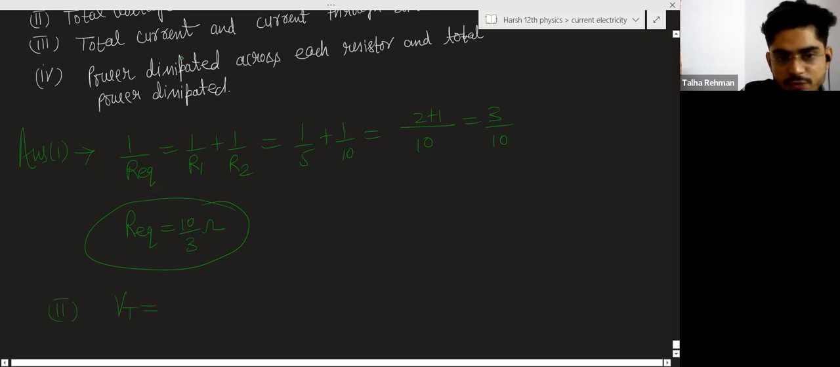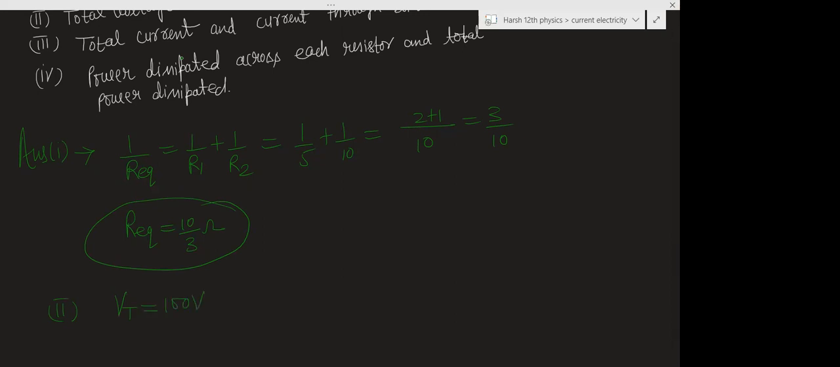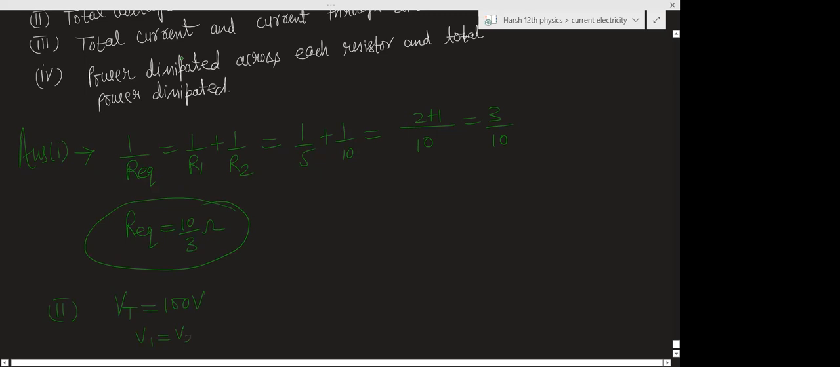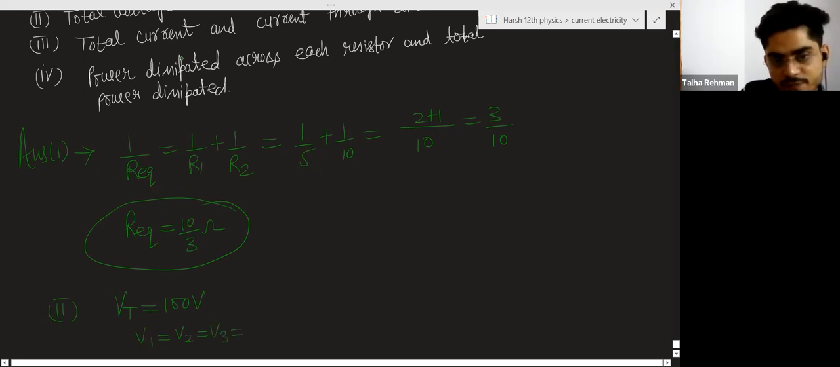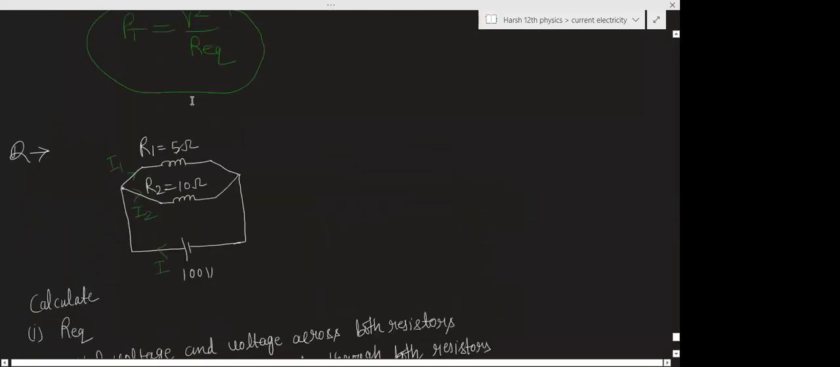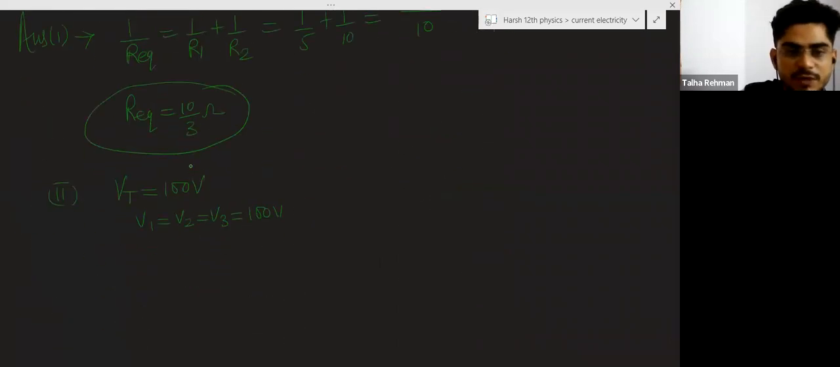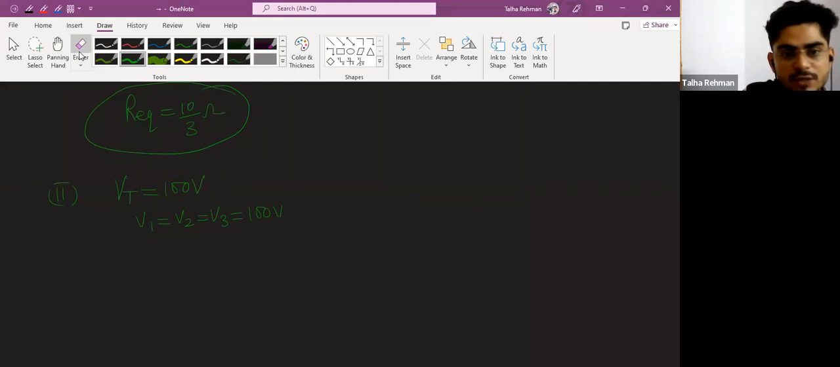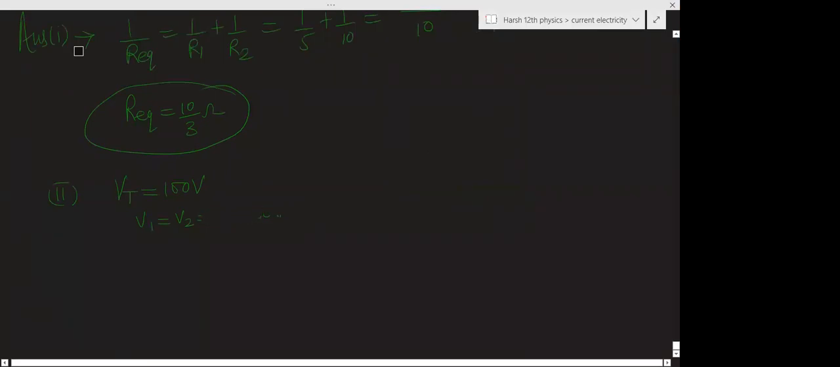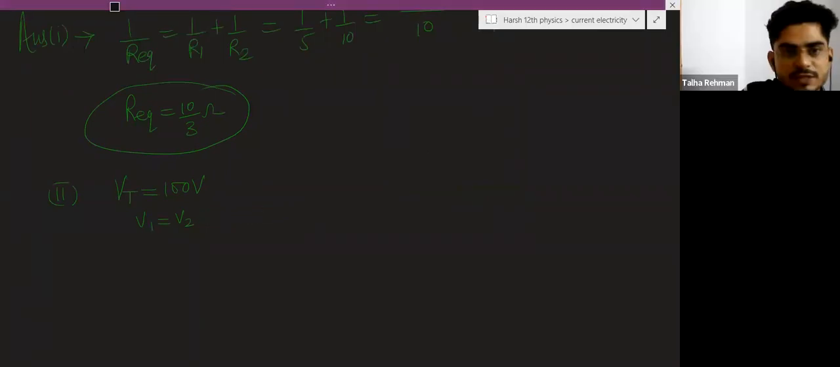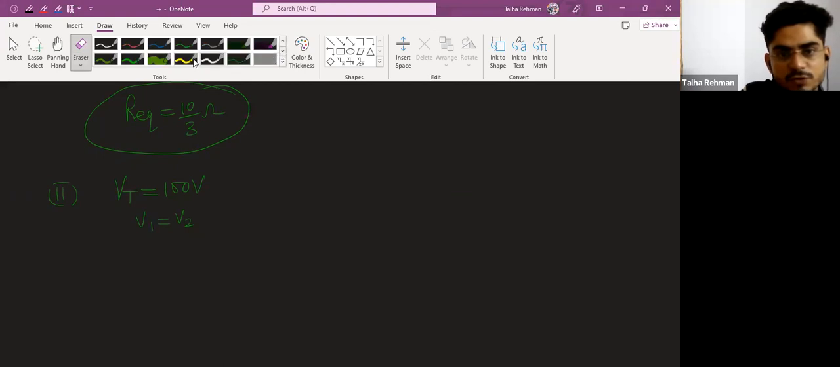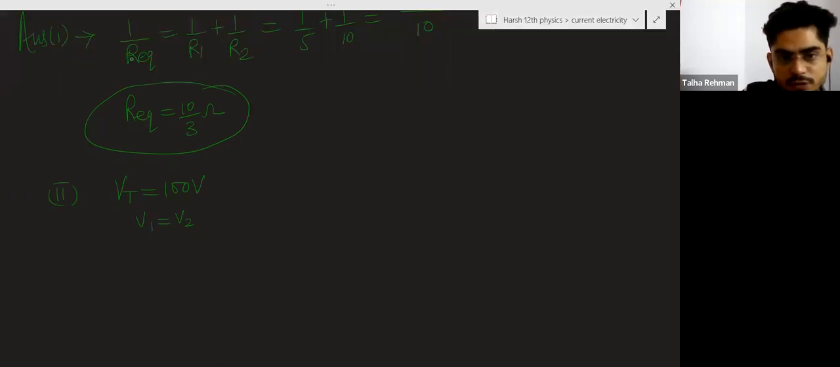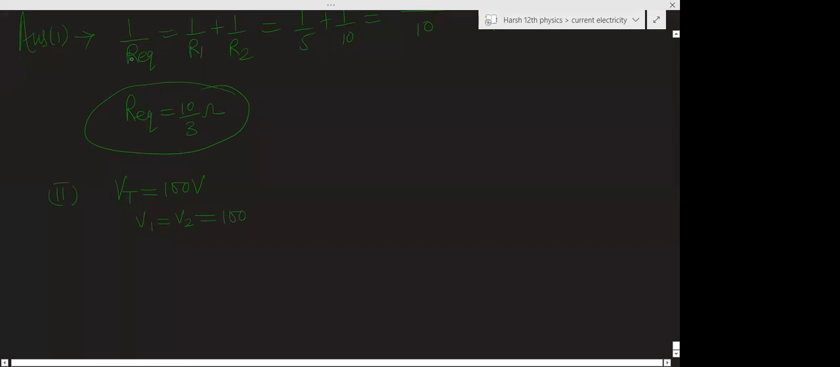Second answer, they are asking voltage. Total voltage is equal to 100 volt, and V1 and V2 are all the same, 100 volt, because this is a parallel combination. If V3 is there, then V3 will also be 100 volt.